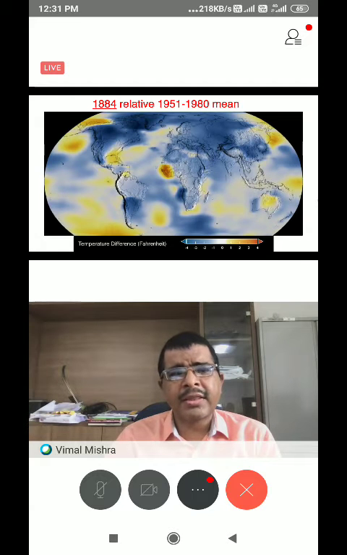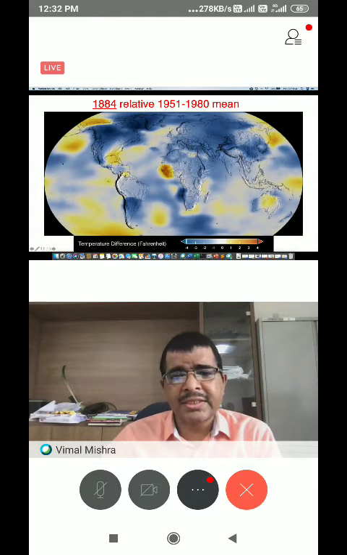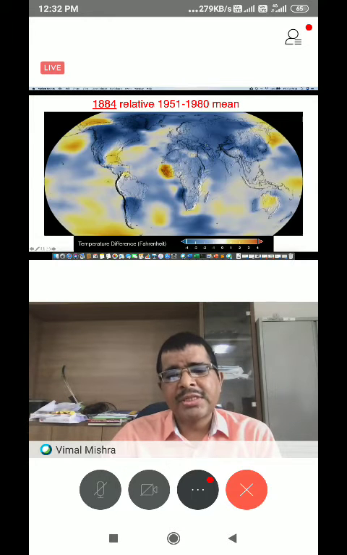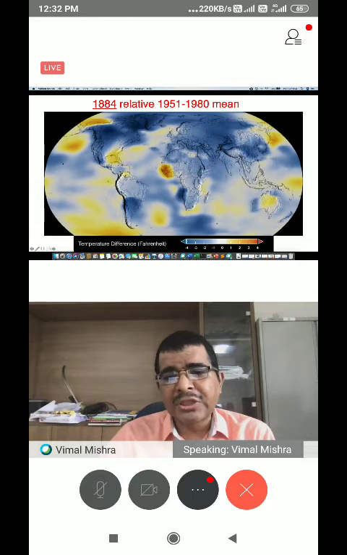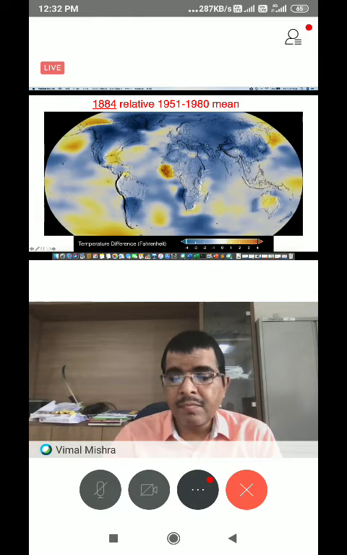of how the 1884 temperature looks with respect to the 1951 to 1980 average. And if you see the scale, you will see the temperature was 2 degrees, 3 degrees, or at least more than 1 degree cooler at the majority of places on Earth.